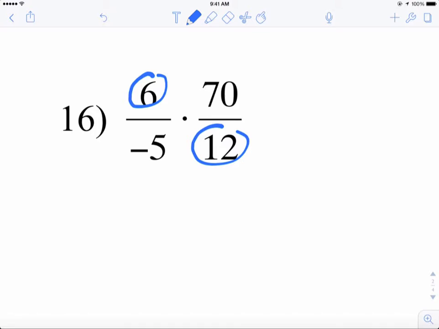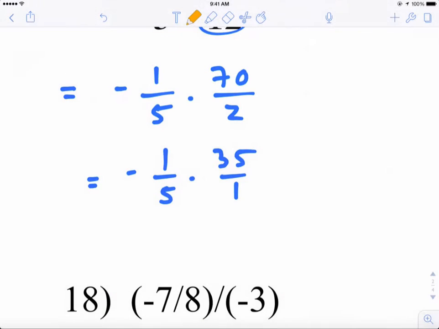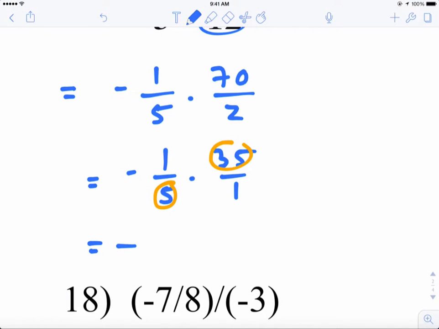I'm going to rewrite our fractions as -1/5 multiplied by, now let's see, 70 over 2. I'm going to go ahead and reduce 70 over 2 to 35 over 1. And heck, if you really want, you can go ahead and simplify some more. 35 and the 5, those will reduce to -1 over 1, also known as -1, times 7 over 1. Hey, look at that, -7.